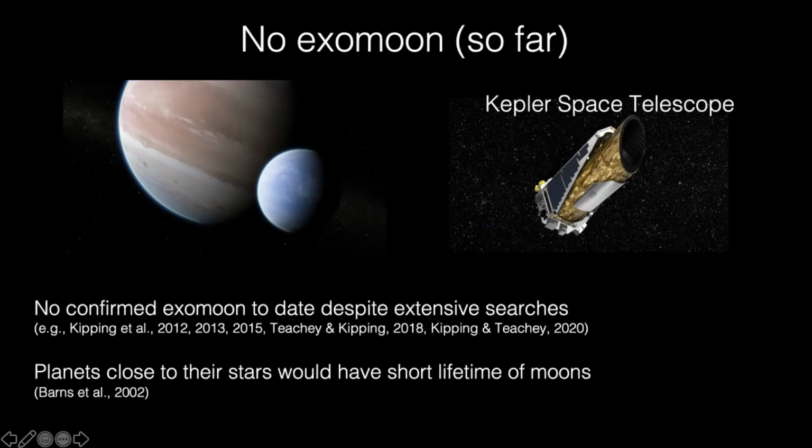These extensive searches are primarily based on the Kepler Space Telescope data. And the Kepler Space Telescope finds planets that are close to their host stars. These planets cannot have stable moons for a long period of time. So this could be an explanation. But I'm hoping that we are going to find an exomoon very soon.